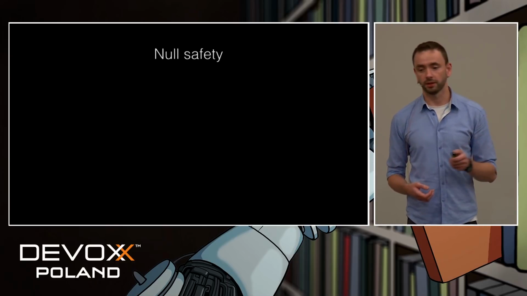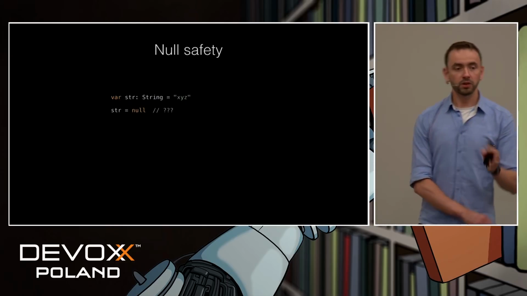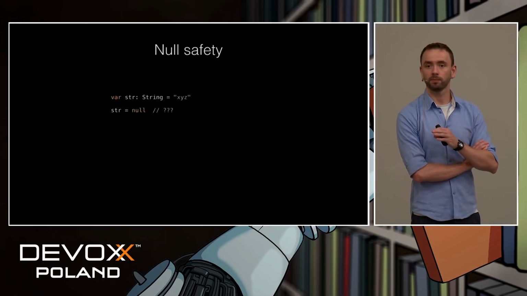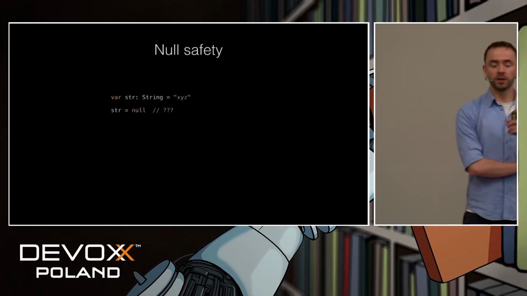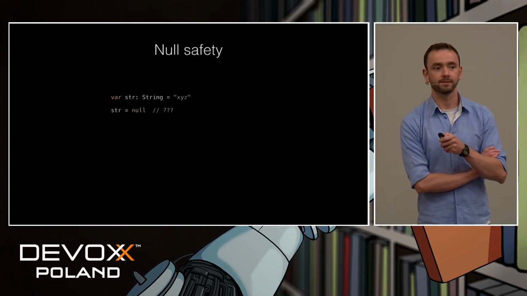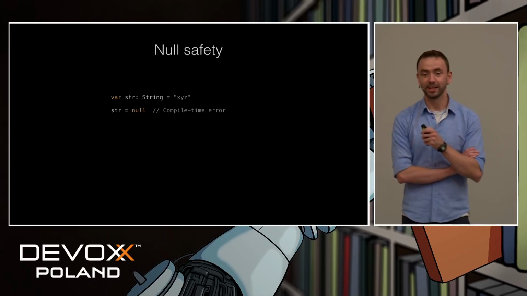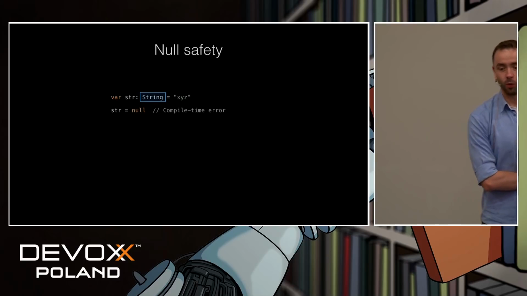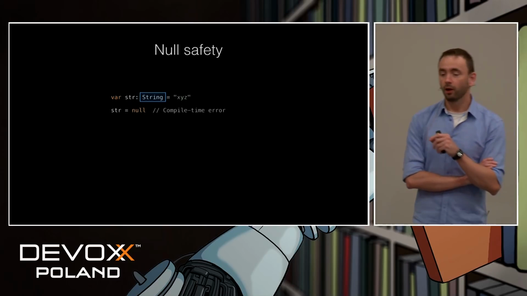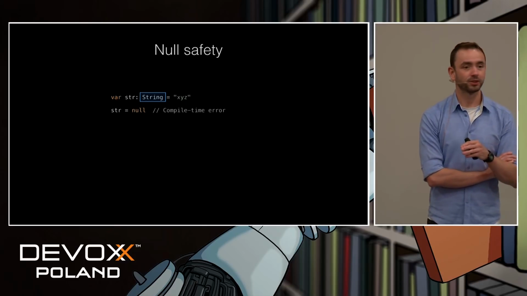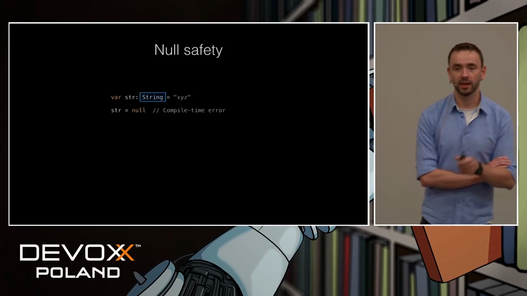Okay, so let's talk about this famous null-safety. Very simple example. We have a string variable, and we try to set it to null. Will this code work? Will it compile? How do you think? Well, it won't. Why? Because Kotlin has one simple rule. All of its types are non-nullable by default, so we cannot set them to null.